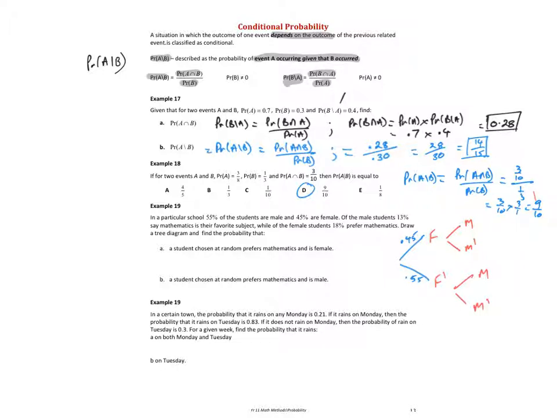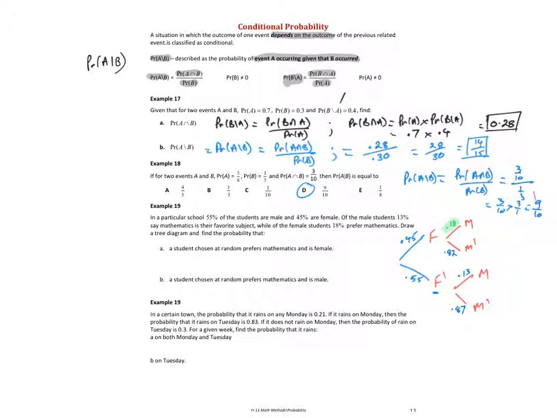Now, of the male students, 13% say maths is their favourite, which means that 87% say something else is. Of the female students, 18% prefer mathematics, so there's my 18 that prefer maths, which means 82% don't. So you can see the conditional part of it there, hopefully. This 18% was conditional upon the person being female.